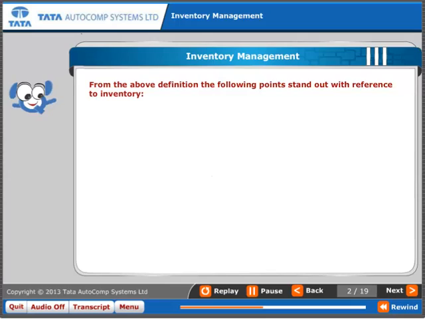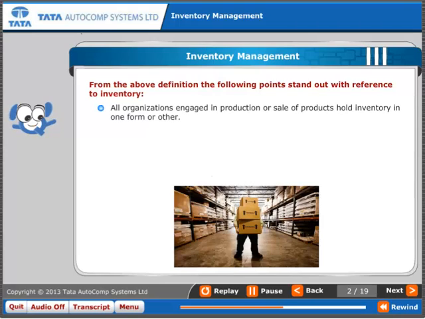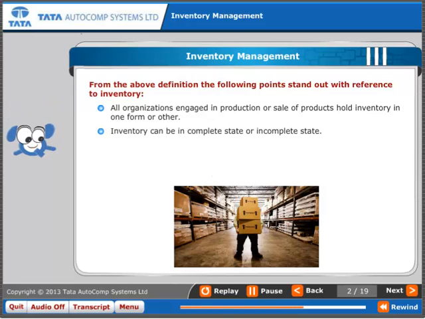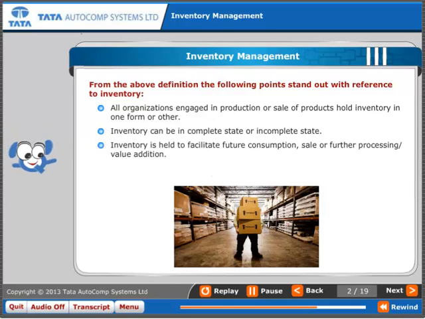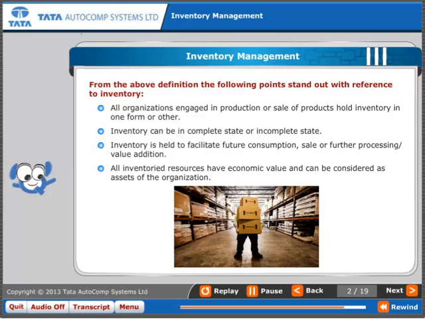From the above definition, the following points stand out with reference to inventory. All organizations engaged in production or sale of products hold inventory in one form or another. Inventory can be in complete state or incomplete state. Inventory is held to facilitate future consumption, sale, or further processing or value addition. All inventoried resources have economic value and can be considered as assets of the organization.